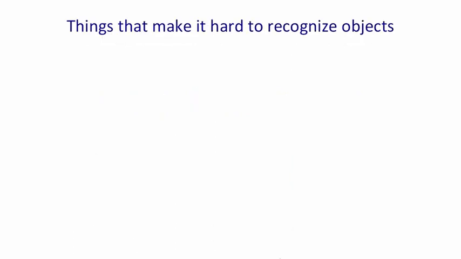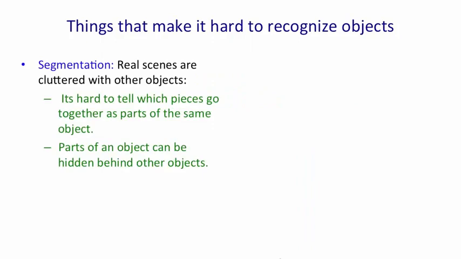There are many reasons why it's hard to recognize objects in images. First of all, it's hard to segment out an object from the other things in an image. In the real world we move around, and so we have motion cues. We also have two eyes, so we have stereo cues. You don't get those in static images. So it's very hard to tell which pieces go together as parts of the same object. Also, parts of an object can be hidden behind other objects, and so you often don't see the whole of an object. You're so good at doing vision that you don't often notice this.